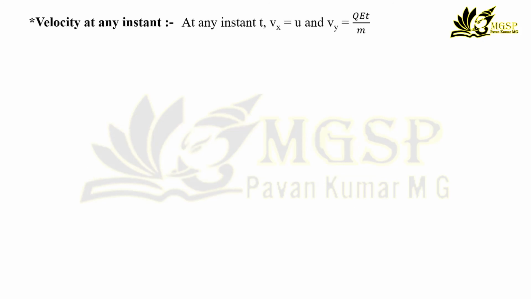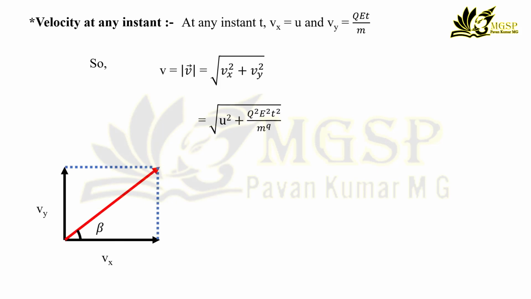Next, velocity at any instant. At any instant, vx is equal to u, and vy is equal to qEt by m. Then the velocity magnitude will be the square root of vx square plus vy square. Then substitute these values, and we end up with the solution.